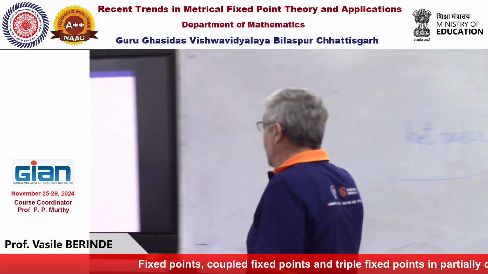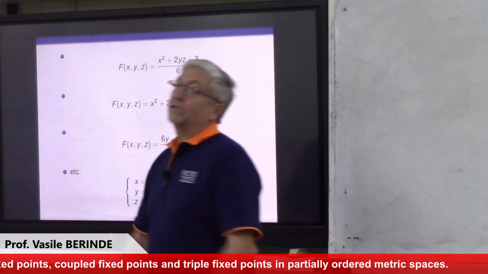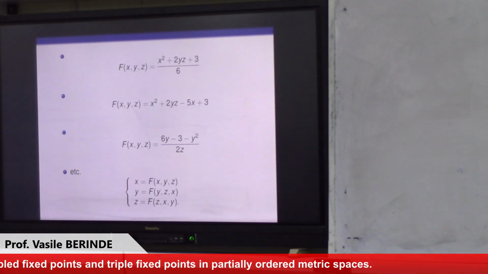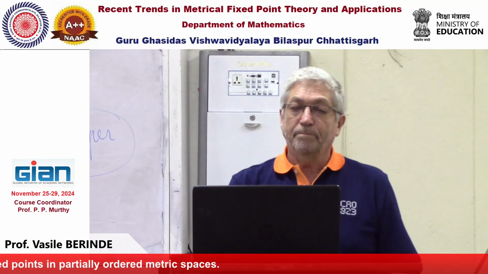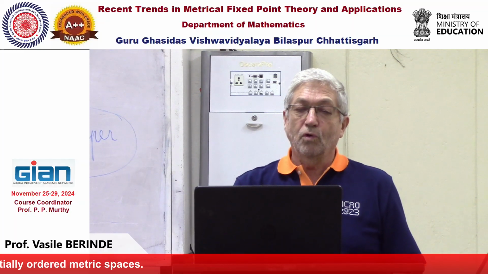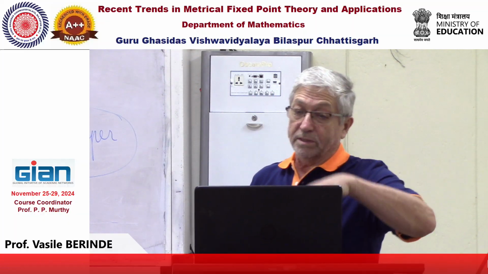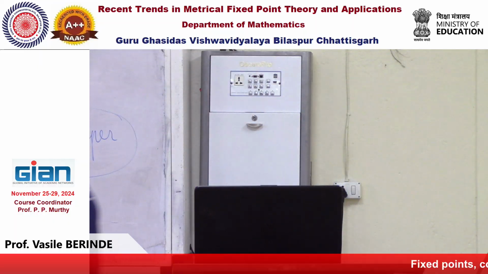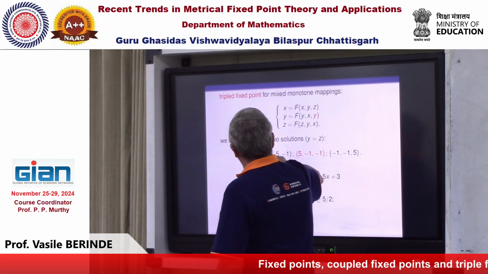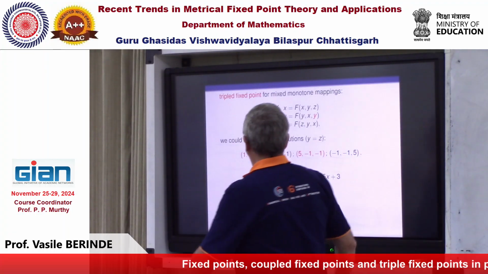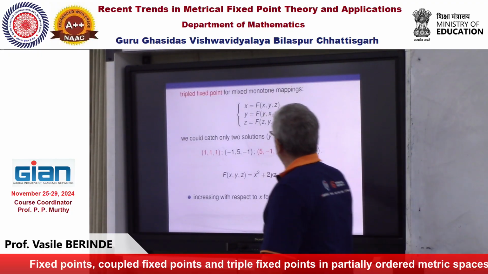So this leaves the possibility to define other concepts of triple fixed points using this kind of combination, and my student succeeded. Why was this definition not good? Because from 4 solutions, for 4 coupled fixed points, our theorem was able to catch only these 2 coupled fixed points, and not these ones.